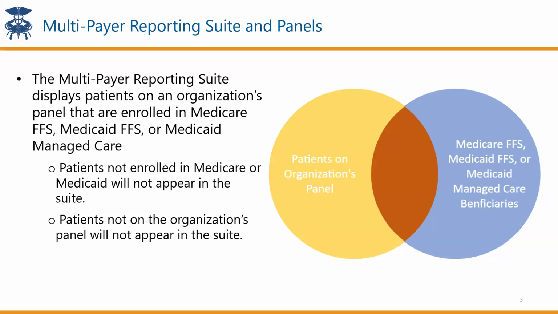Then we look at this list of patients on your panel, and we look at the Medicare fee-for-service, the Medicaid fee-for-service, and the Medicaid managed care data, and we see which beneficiaries on your panel fall into one of those categories. This is what you'll see in the Multi-Payer Reporting Suite. So they have to be in both. If your patient's not enrolled in Medicare or Medicaid, they won't appear in this suite. And if a patient's not on your organization's panel, they won't be in this suite. We just wanted to go through that so you can get a better understanding.